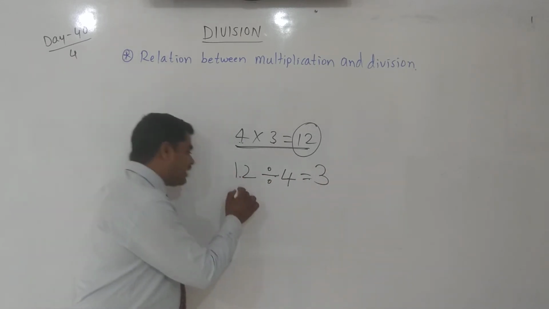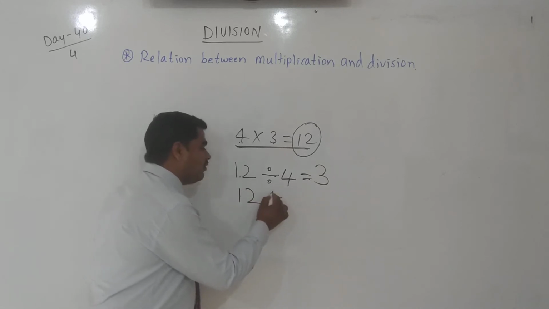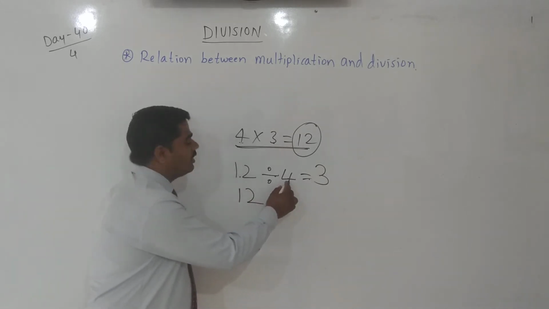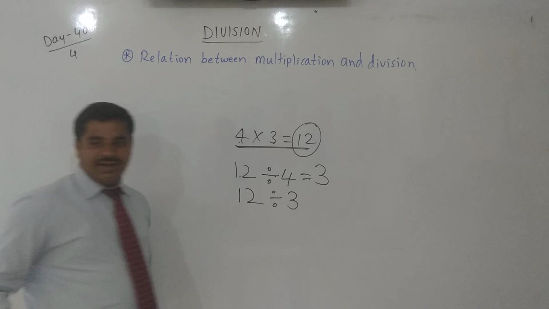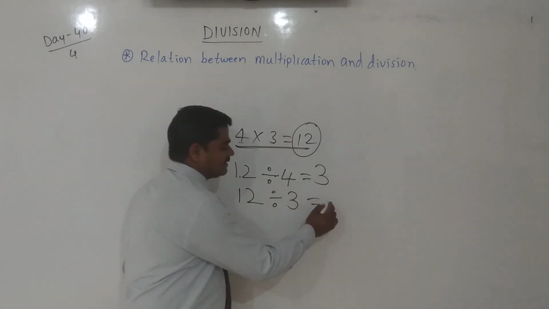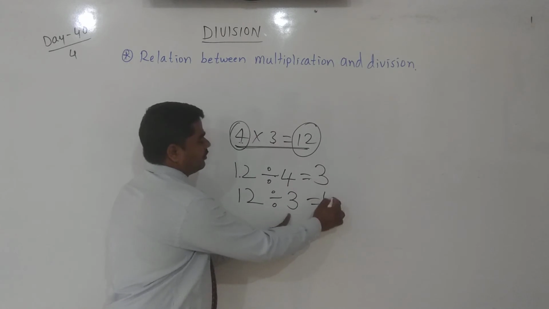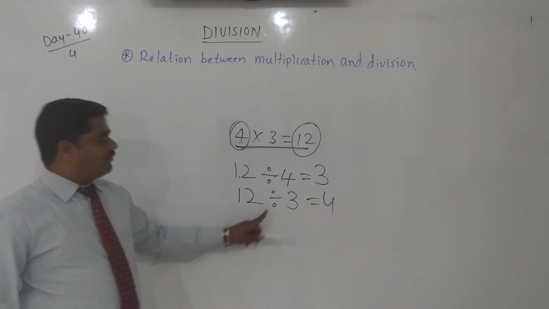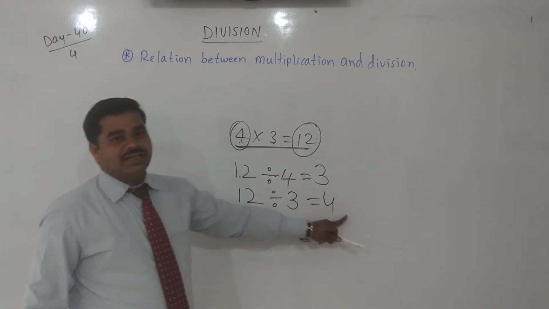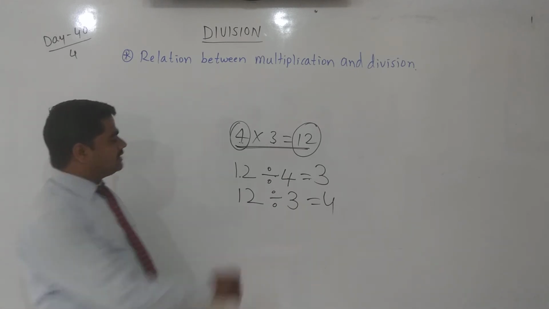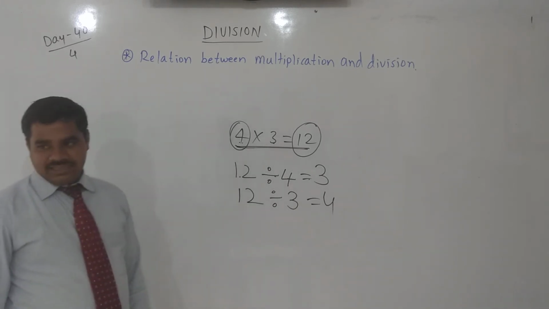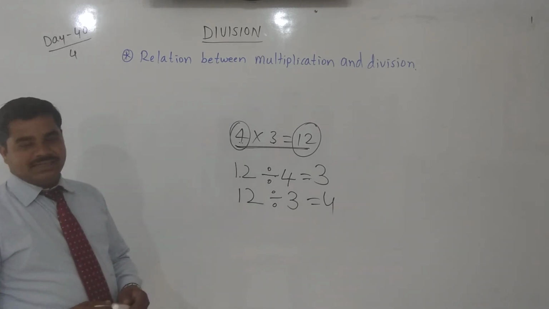Yes, or we can write one more sentence. Why are you taking 4 here? Instead of 4 I can take 3. 12 divided by 3, what gives us? Yes, count 3 ones, then what's the remaining number? This is 4. Then 12 divided by 3, we will get the quotient 4. This is the relation between division and multiplication.